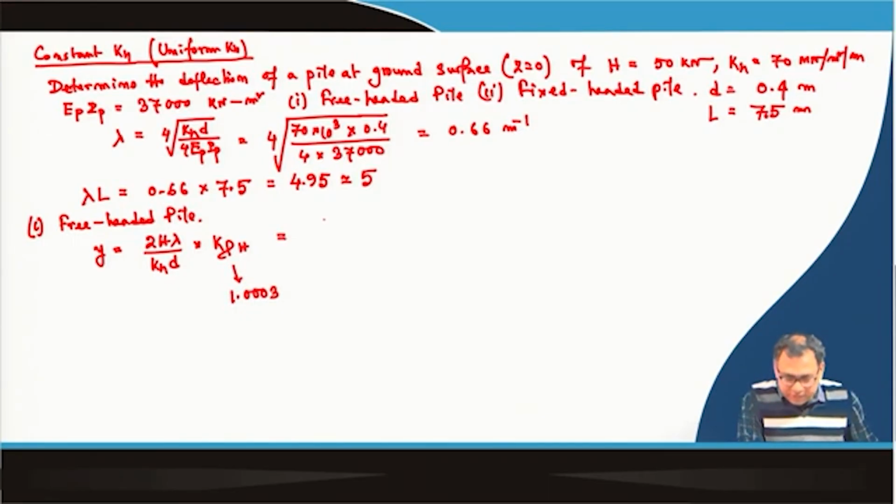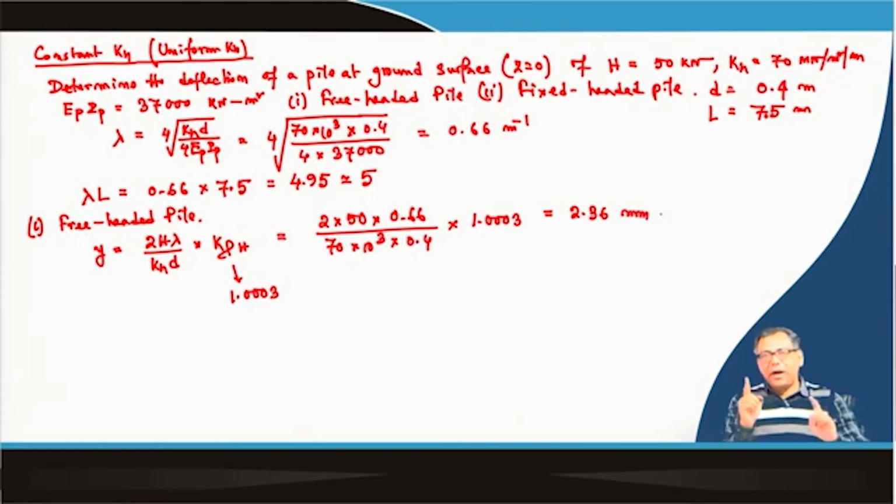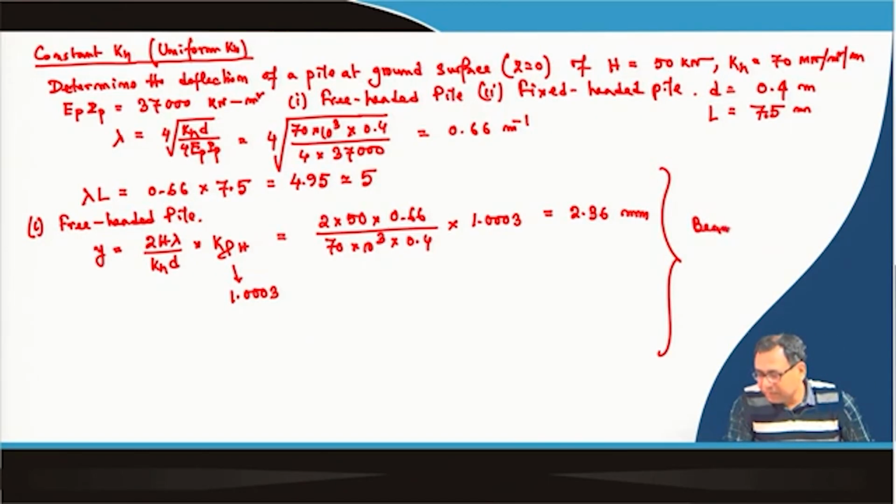1.003. So, we will get 2 times 50 kilonewton, lambda is 0.66, k h is 17 into 10 to the power 3, d is 0.4, into 1.003. So, this value is 2.36 millimeter. So, the deflection of the pile head for a free headed pile is 2.36 millimeter, by considering the pile as a finite beam.